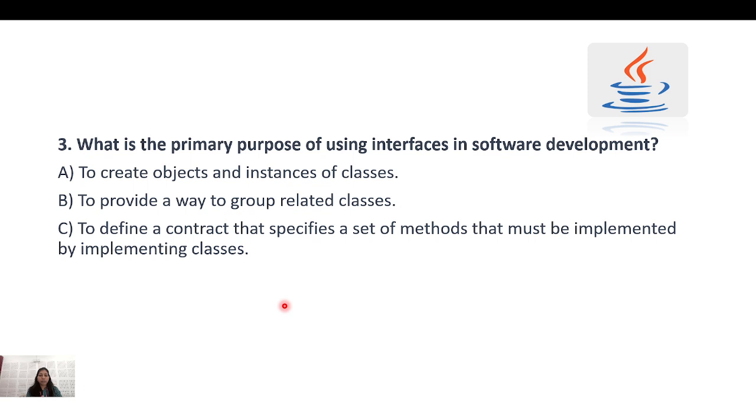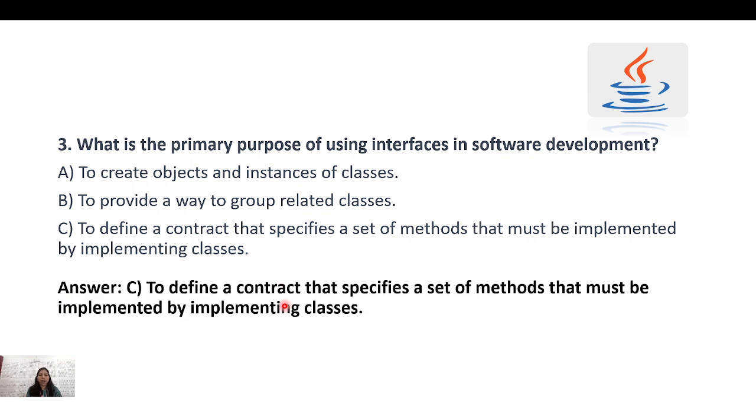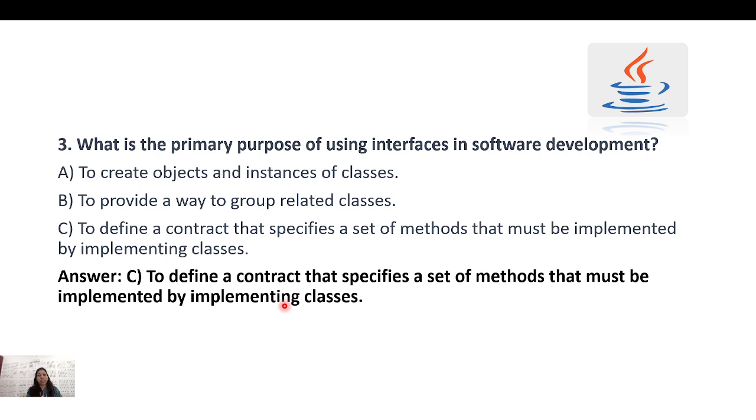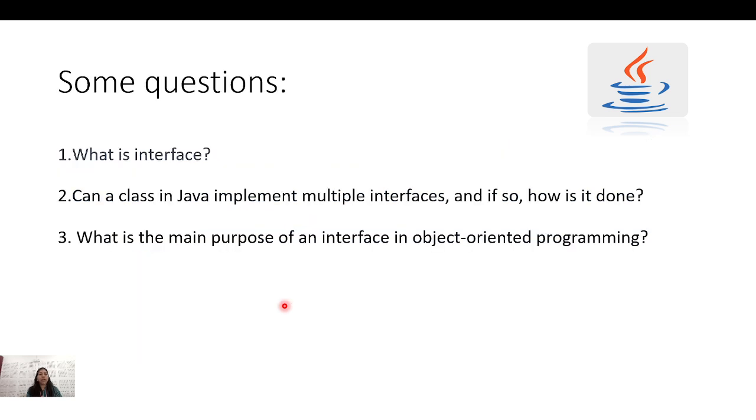What is the primary purpose of using an interface in software development? Create objects and instances of a class? No, because with interfaces I cannot instantiate that particular class. To provide a way to group related classes? No. To define a contract that specifies a set of methods that must be implemented by the implementing classes? Yes. The interfaces provide a contract that specifies a set of methods that must be implemented by the implementing classes. Now some short answer questions.